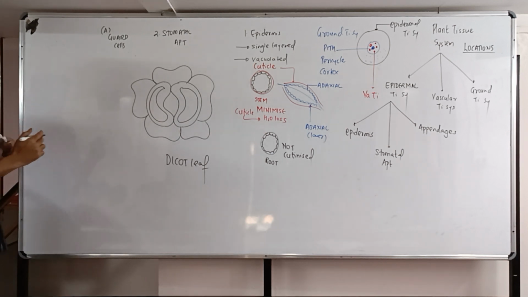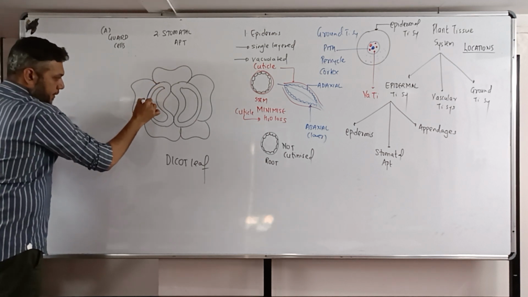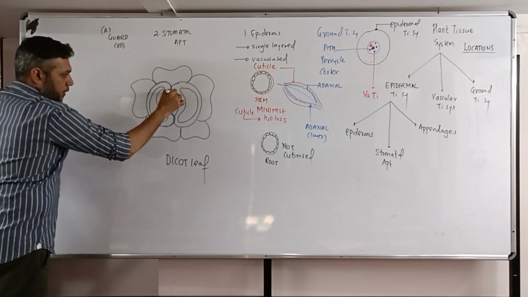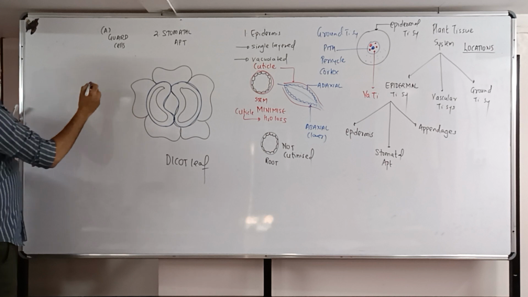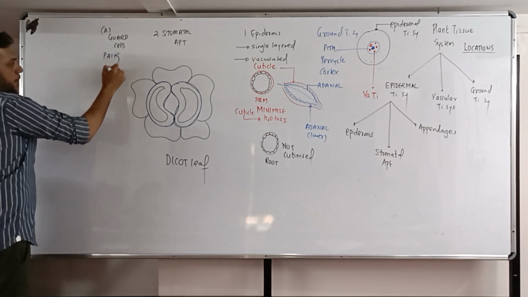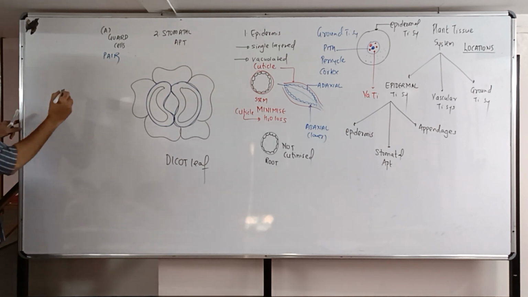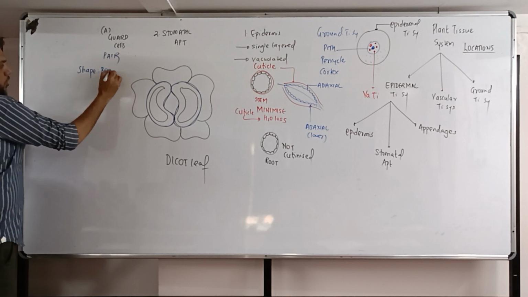Now see. Let me highlight these cells. Do you see this cell? One cell or two cells? Two cells. So the guard cells are a pair of cells. What does the shape look like? Bean shape.